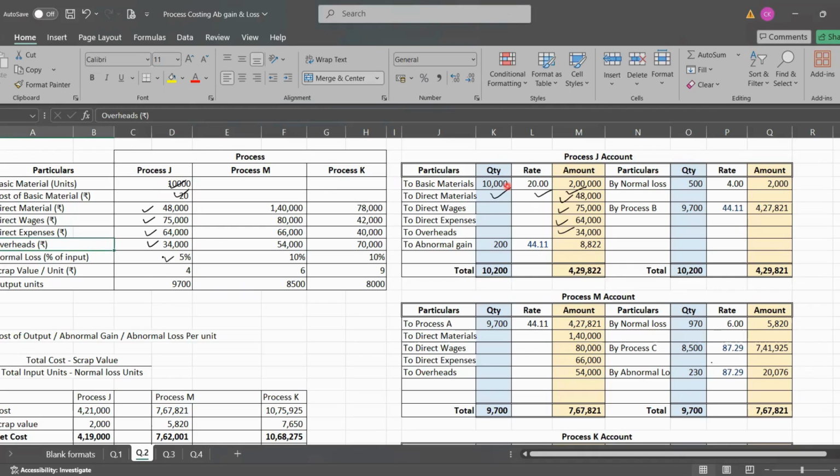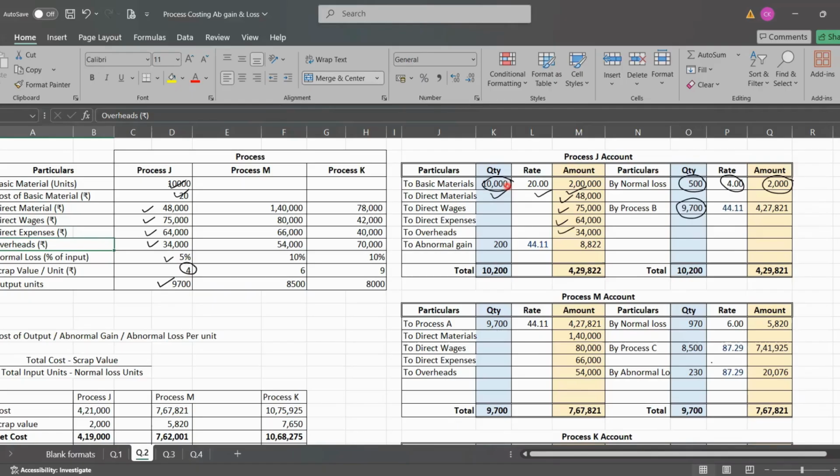Then normal loss is 5%. Normal loss 5% of input. Here input is 10,000, and on 10,000 we need to calculate 5% as the quantity of normal loss. It comes to 500. And the scrap value given in the question is rupees 4. So if we consider scrap value rupees 4, our normal loss amount comes to rupees 2,000, right? After we post this normal loss, the next amount remaining is output. Output units are 9,700. Once we post 9,700 here, all the information given in the process J column is transferred. Now only closing is remaining.